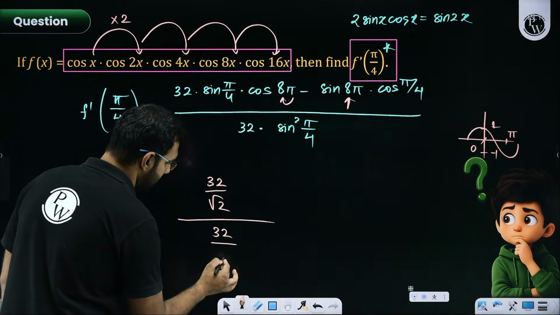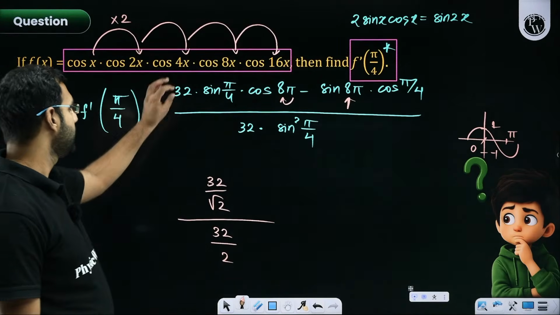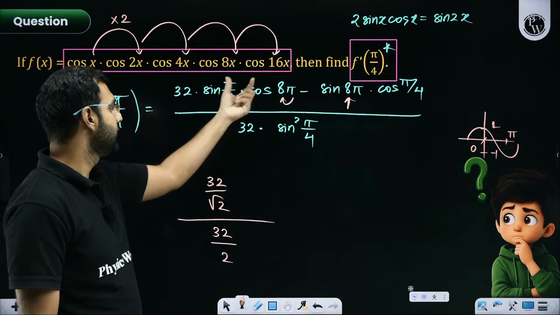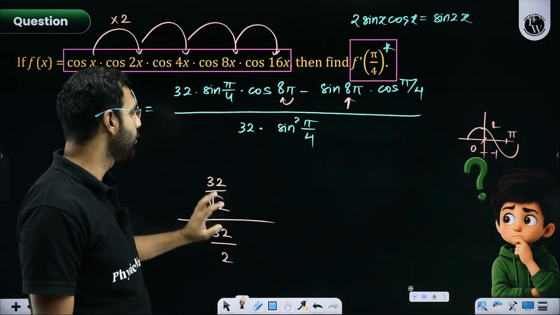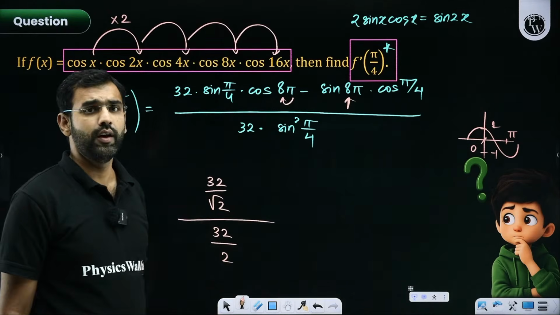That is 2. Yes or no? I hope no other changes needed to be in 32. That's 1 by root 2. This is 1. So this is 32 by root 2. This whole is 0. This is 32 by 2 because sine pi by 4 is not even 16.